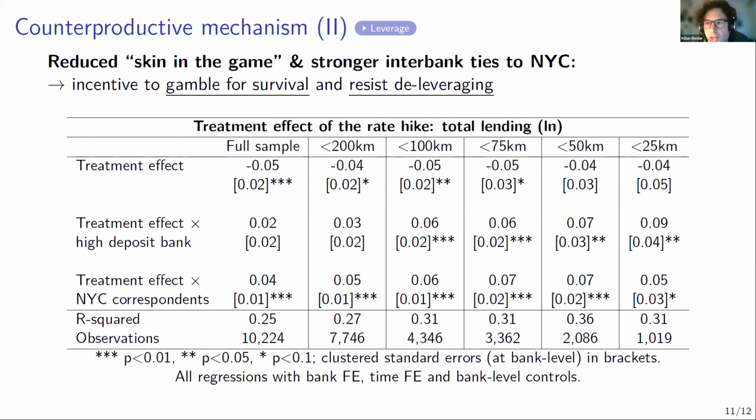So what I show here econometrically in this table is that when you interact the treatment indicator with an indicator for banks that have a high deposit base or that have more New York City correspondents, what you find is that the pure treatment effect looks very much similar to what you see for the targeted monetary policy. It becomes negative and also statistically significant. So these two factors that I mentioned actually capture these counterproductive effects.